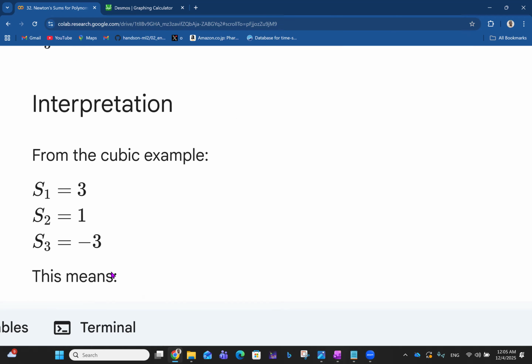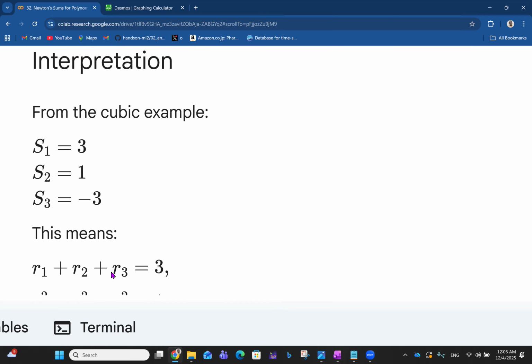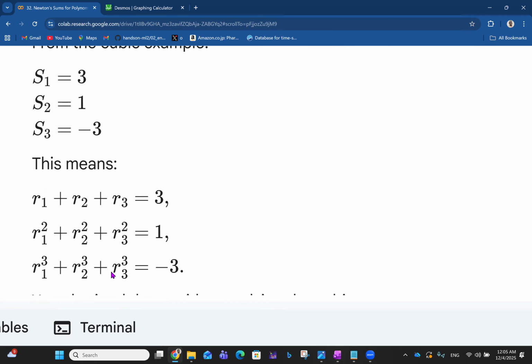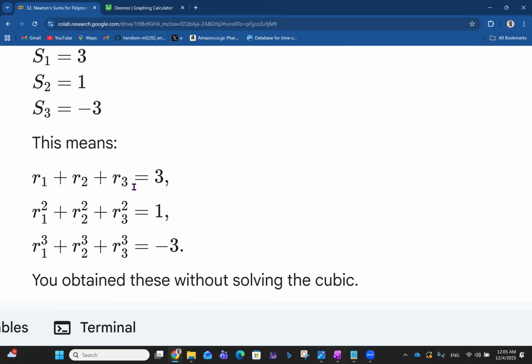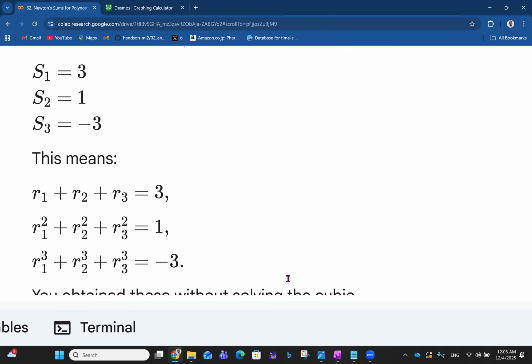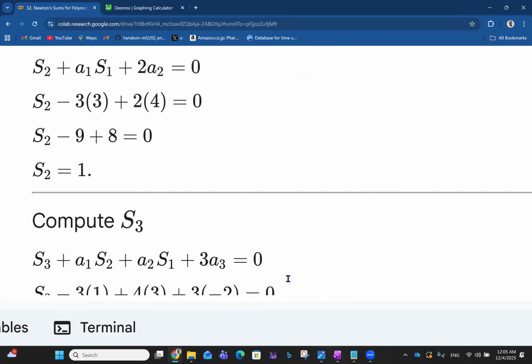So the interpretation of this simply means that from the cubic example, S1 is 3, S2 is 1, and S3 is minus 3. So this simply means that R1 plus R2 plus R3 is 3. Then R1 squared plus R2 squared plus R3 squared is 1. Then for S3, R1 cube plus R2 cube plus R3 cube is minus 3. That's what this whole thing is. So you obtain this without solving the cubic expression.